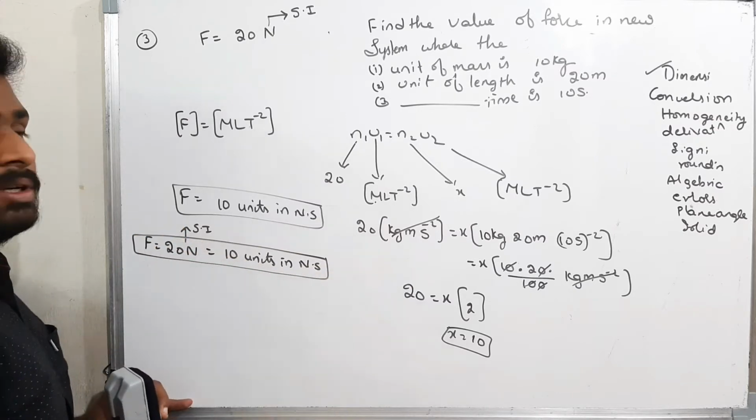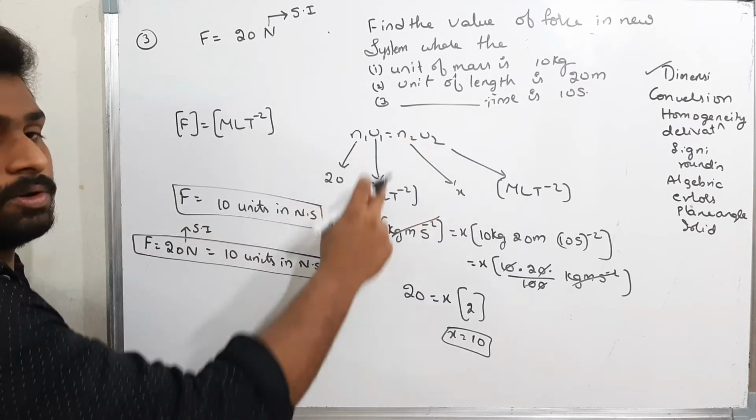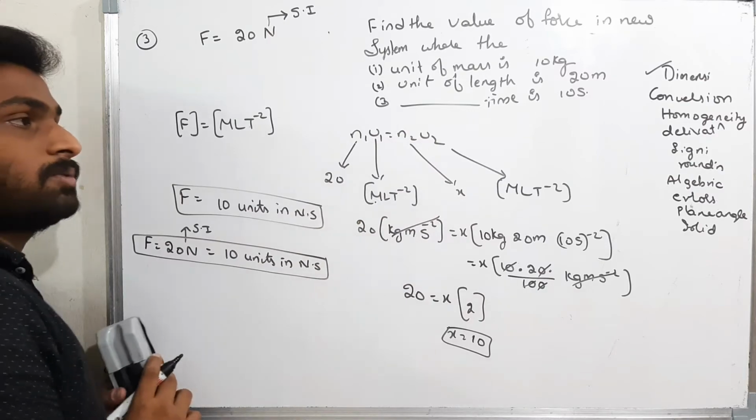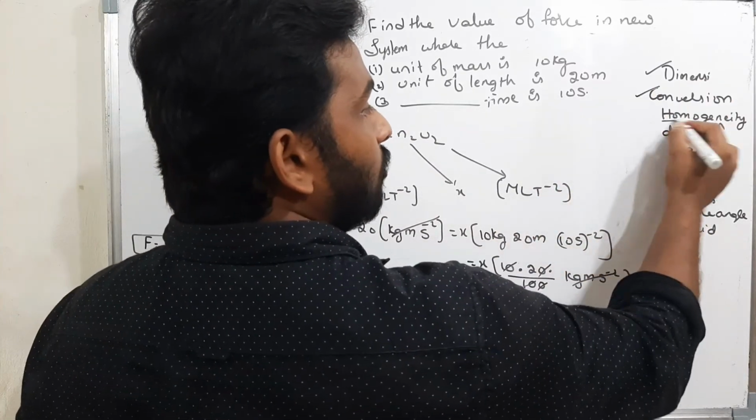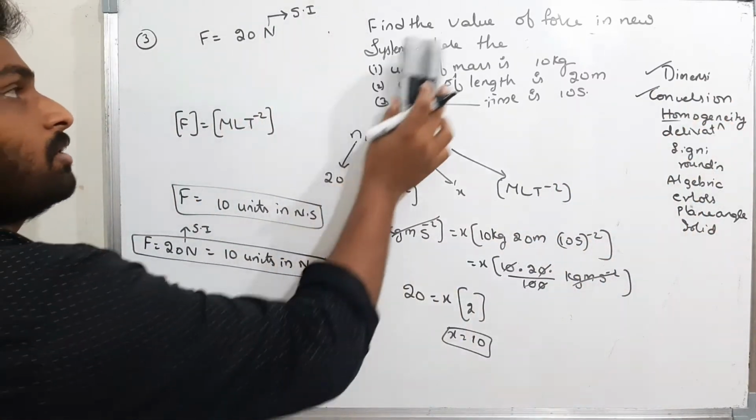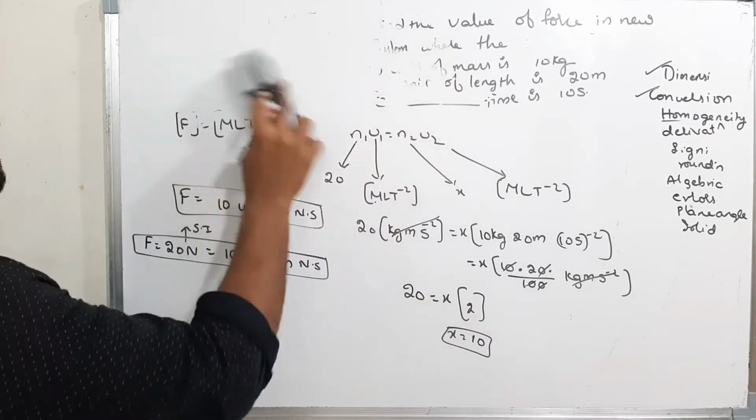I think this is clear. Just use the formula N1 U1 is equal to N2 U2. You will get the answers. Okay, we'll see the next problem. Conversion of units is completed. Now, principle of homogeneity. Now, we'll see one problem on the principle of homogeneity.